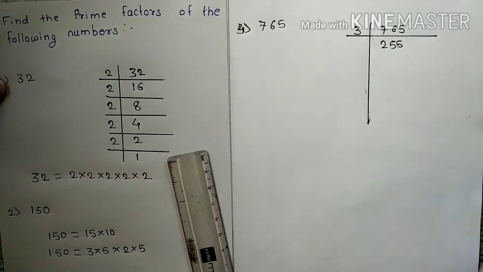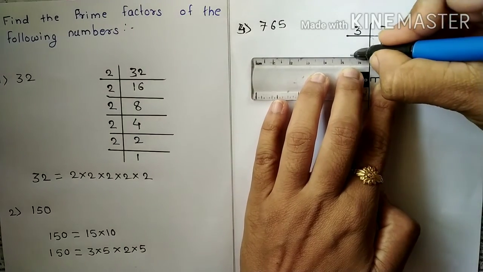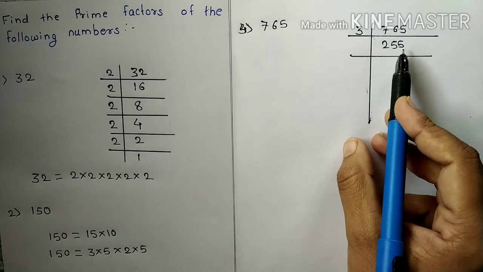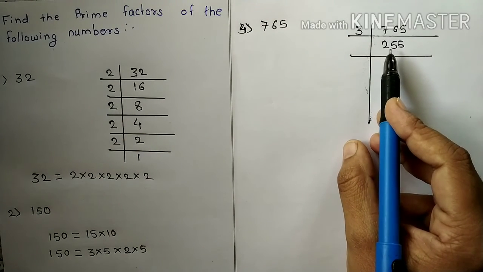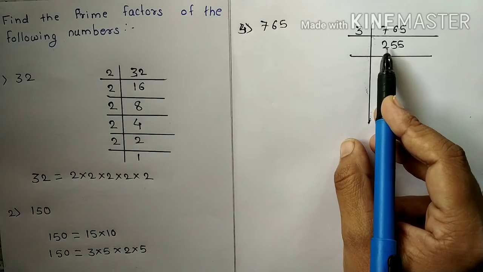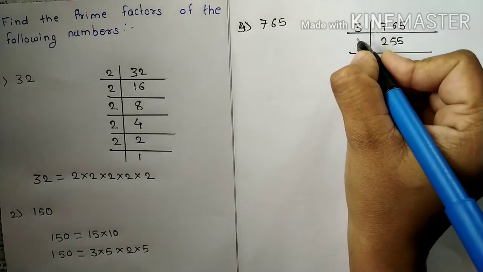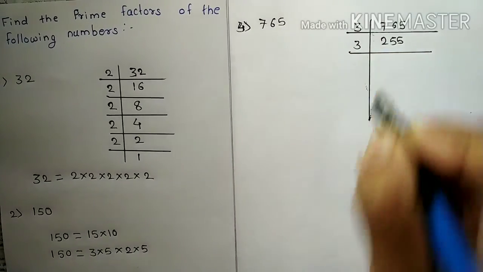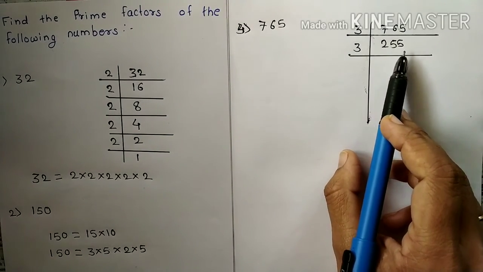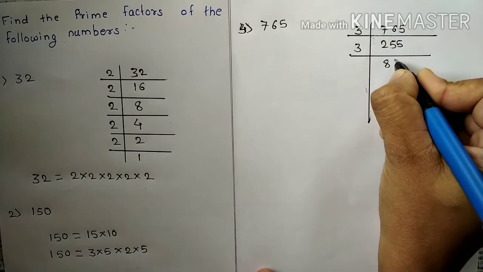255. Then 255 is again divisible by 3 because the addition of these digits is 12, and 12 is divisible by 3. Therefore, 255 is divisible by 3. So here we write 3. And when we divide 255 by 3, we will get 85.